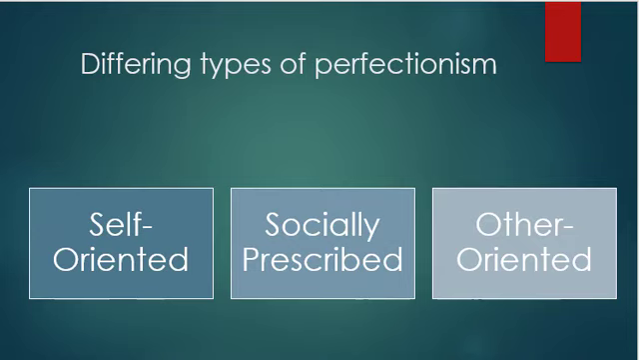Okay. Now don't confuse that with other oriented, right? Other oriented perfectionism has everything to do with how you set standards for other people, and when they don't measure up, you evaluate them based on your standards. So self-oriented is you evaluating yourself. Socially prescribed is you measuring up to somebody else's standard. And other oriented is you evaluating somebody else according to your standard, right?